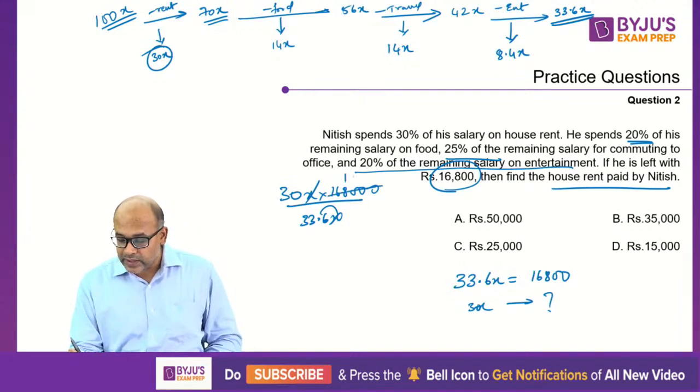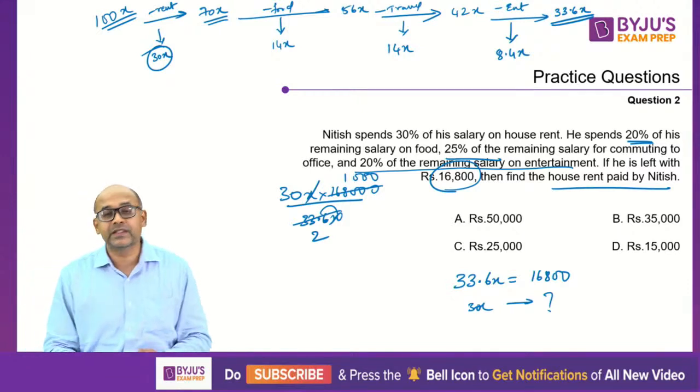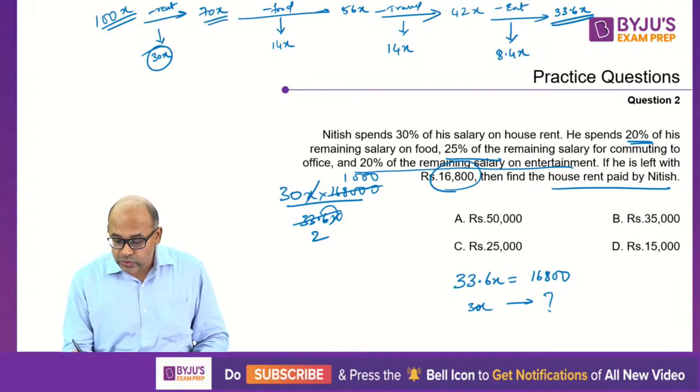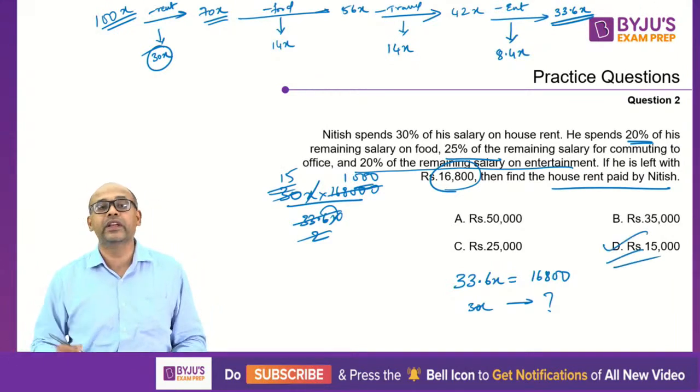168 goes 1000 times and this goes 2 times. 16 twos are 32 and 8 twos are 16. So 320 plus 16 is 336. So 2 goes 15 times. So 15 into 1000 makes the answer 15,000.